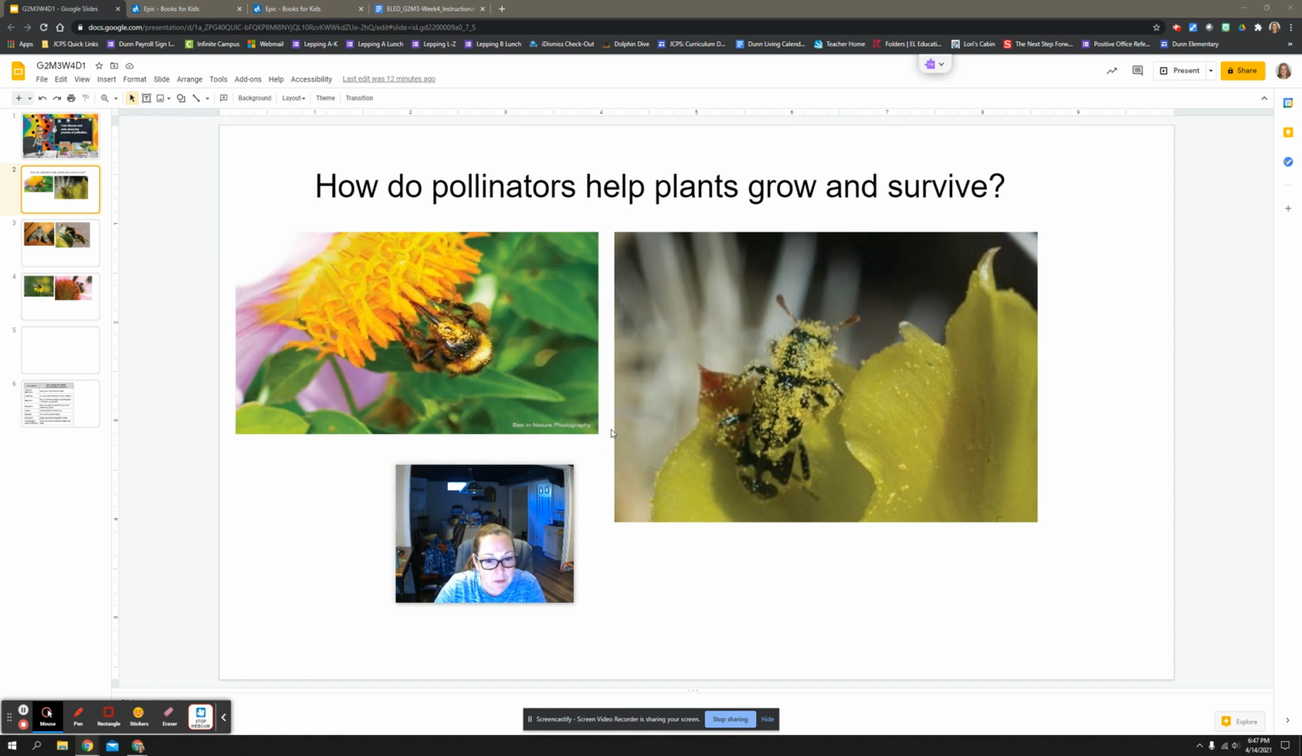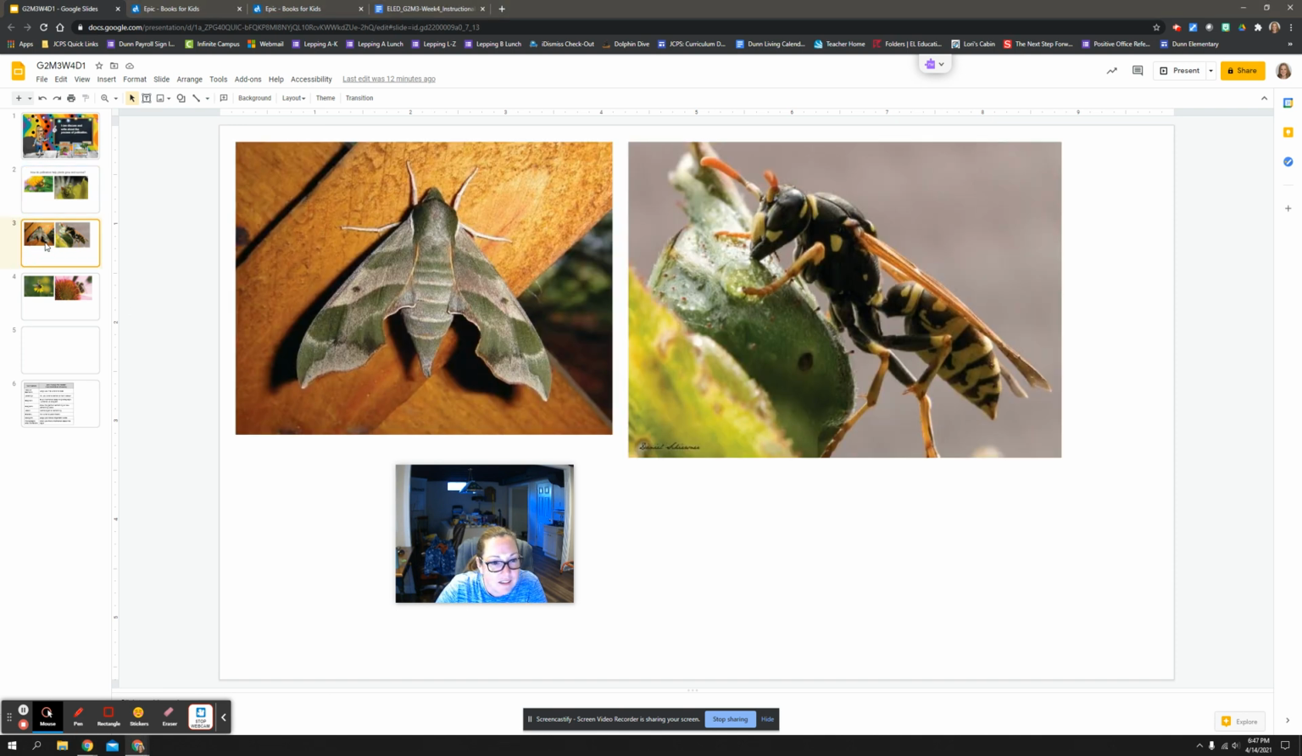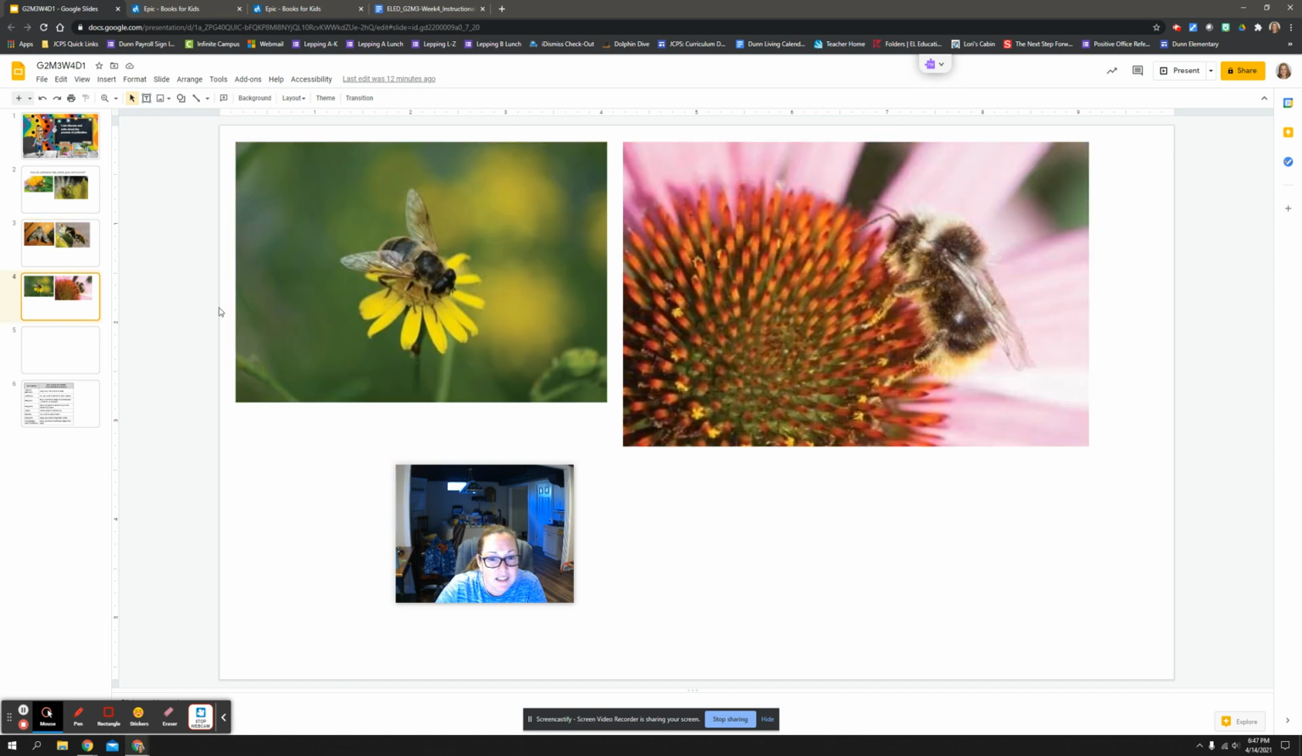Let's look at some of these up-close images of some of these pollinators here. This little guy's covered in pollen. These are some pollinators. Gosh, this one's almost as big as the whole top of the flower.